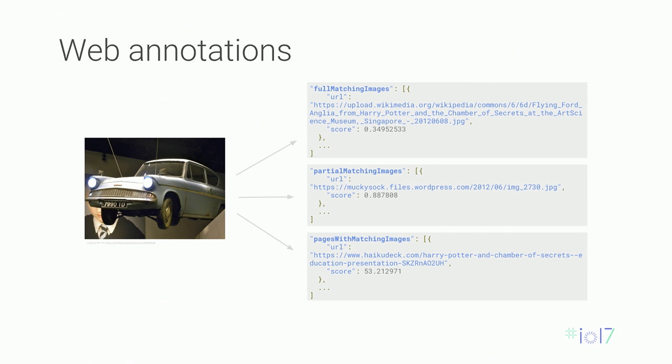Partial matching images is kind of like a search by image feature. It'll show you all the visually similar images on the internet. And then pages with matching images will give you the URL where all of these images were found.